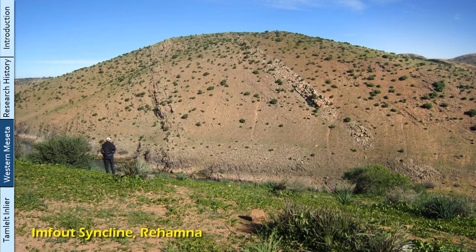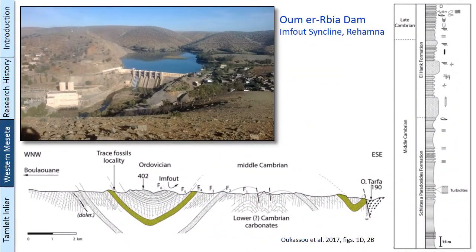In fact, the Meseta region yields fairly well exposed and relatively continuous sections which still await more systematic studies, particularly in the En Nfoukh syncline near the Oumer Rbia Dam. This Nfoukh syncline area has perhaps the best studied Cambrian in the western Meseta, so that there is a relatively well-known succession starting with the Schistes à Paradoxides, overlain by the El Hank formation and with an Upper Cambrian Derbu Asa formation on top. Unfortunately, trilobites remain scarce in the area, but numerous trace fossils have been studied.